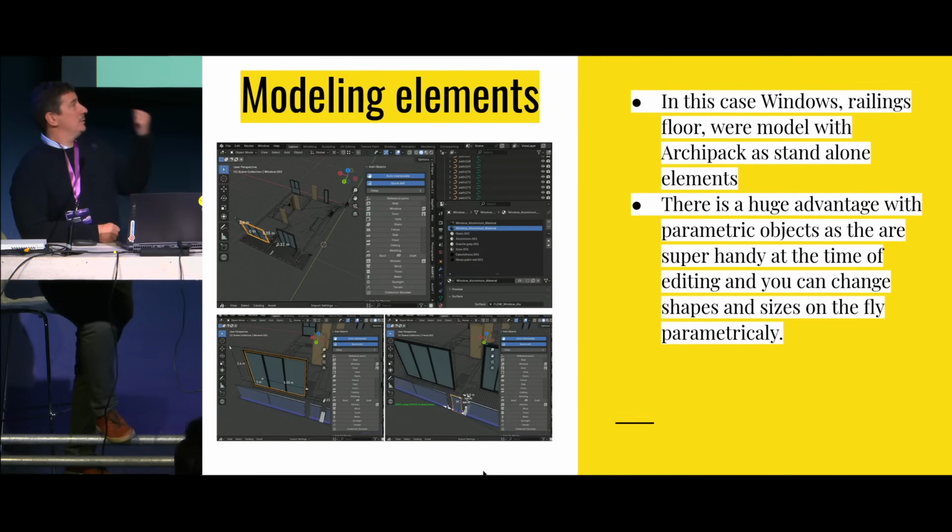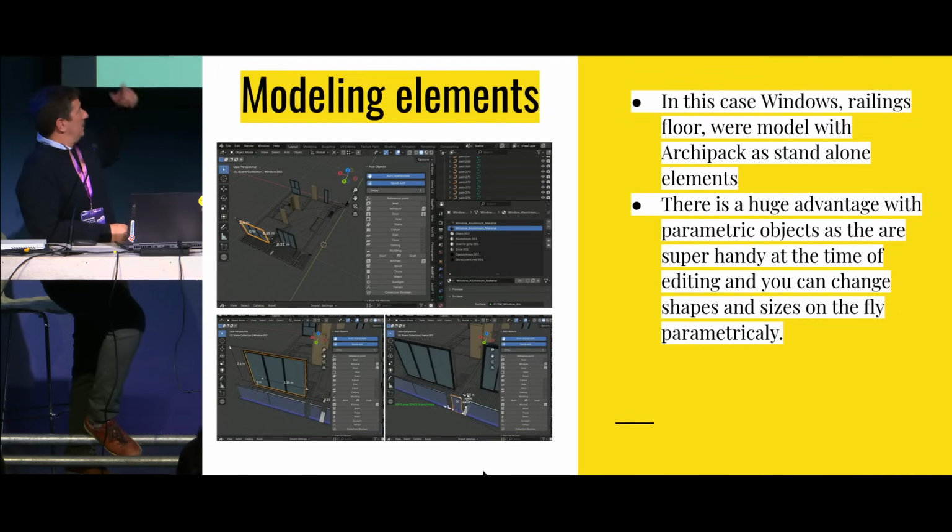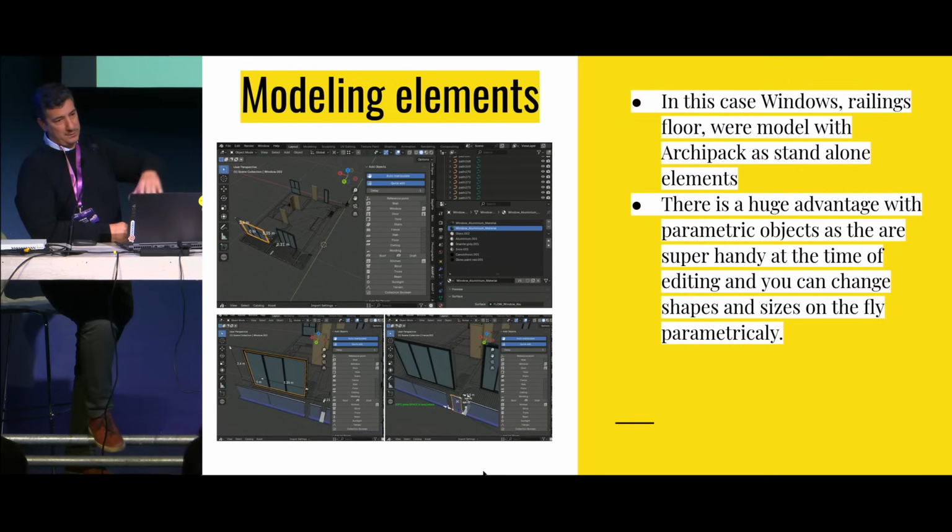And in this example, it's good to show now, everything that is windows, railings, later on the floor, is made with this plugin, Archipack, that is everything procedural. Depending on the element, you can start from a spline, or you can start from scratch with a standalone window or standalone railing. The advantage of using parametric stuff is you can just change things and everything gets updated automatically, which is super handy for dealing with the back and forth with the client and some changes.